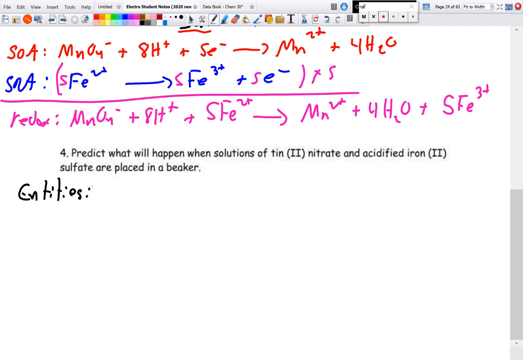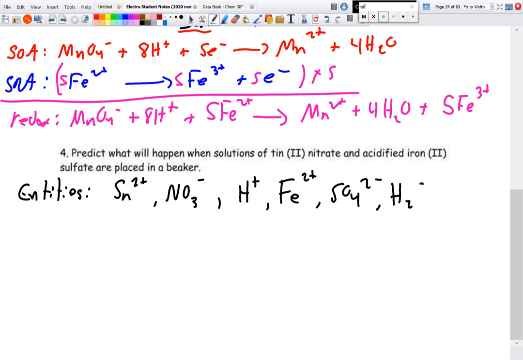This right here, our entities listed, we got tin 2 nitrate, so we got Sn2+, NO3-, in an acidified iron 2 sulfate solution. Alright, so this is everything right here.